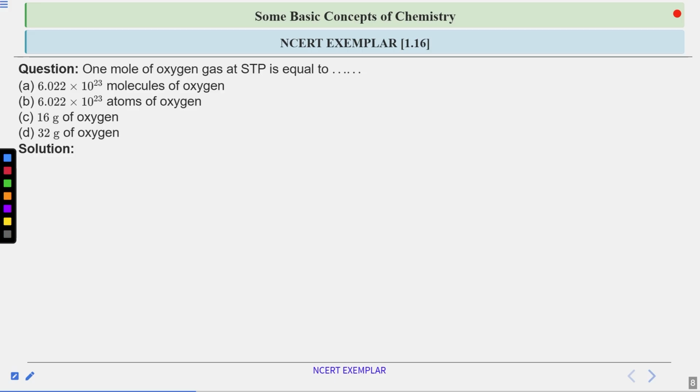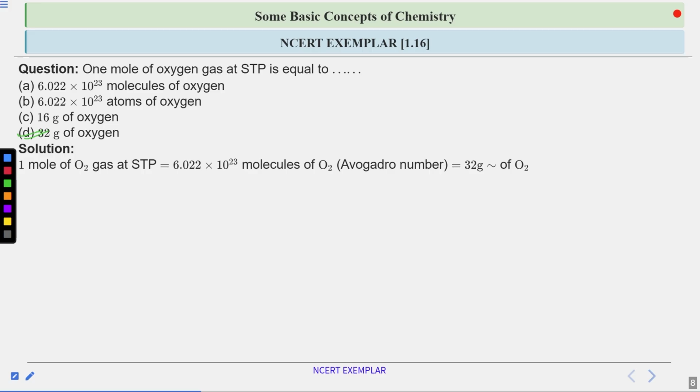So if we look for the other parts, then we can say that 32 gram of oxygen is also a good option. Why? Because 1 mole of O2 will be having a mass of 32 grams. Is it correct to say that? Yes, because the molar mass definition itself says that it is the mass of 1 mole of anything. So 1 mole of O2 gas will have a molar mass of 32 gram, as there are 2 atoms of oxygen present in one molecule.